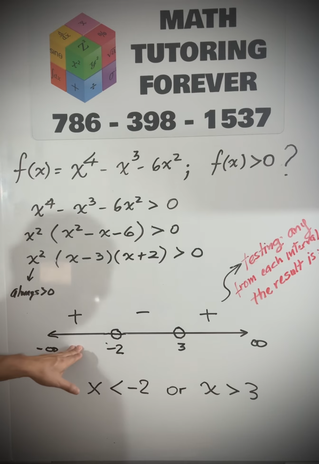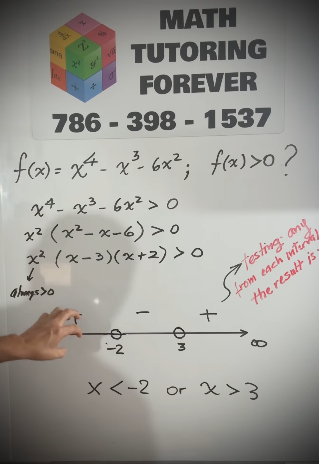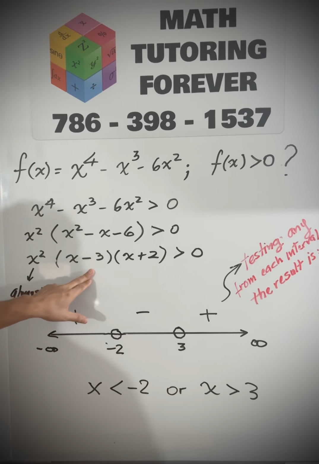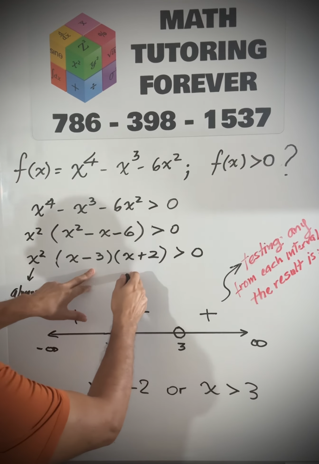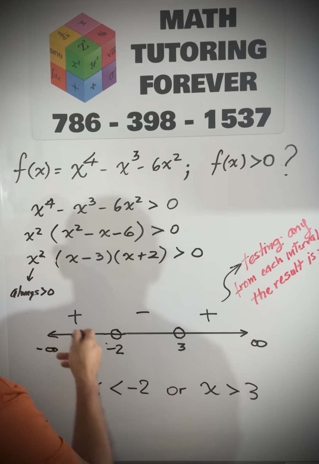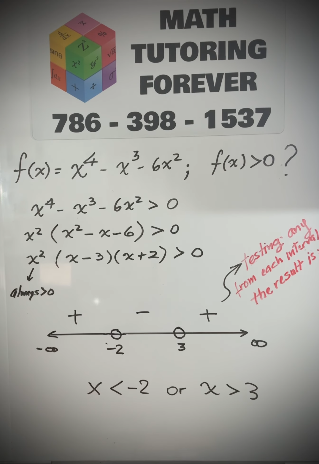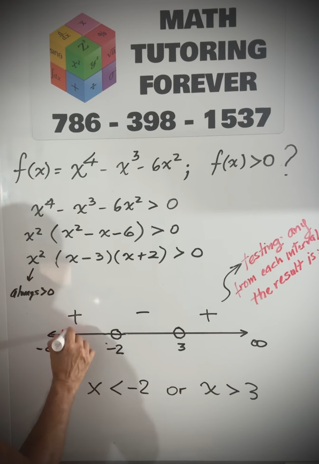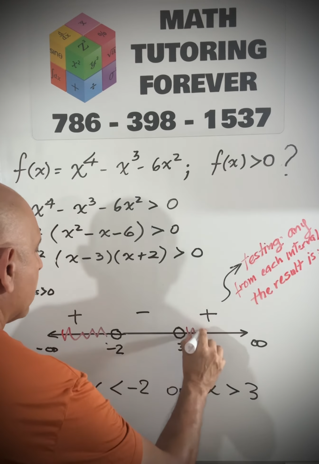And finally, in this interval, we're going to pick any number, for example, negative 5. Negative 5 minus 3 is negative 8. Negative 5 plus 2 is negative 3. Negative 8 times negative 3 is 24, positive sign. And my answer, according to the procedure to solve an inequality, is to choose the intervals with a positive sign, which means this part is going to be my answer and this part is going to be my answer.